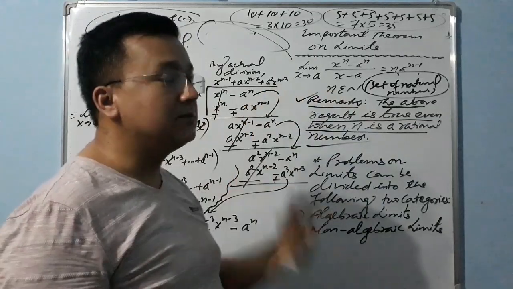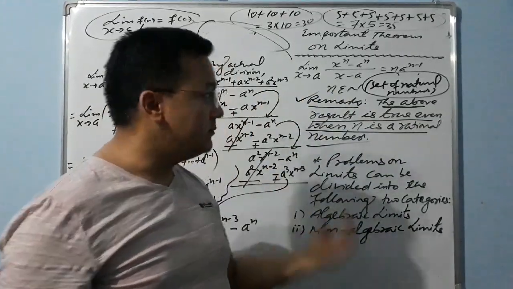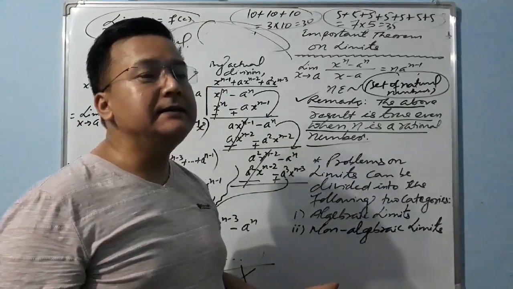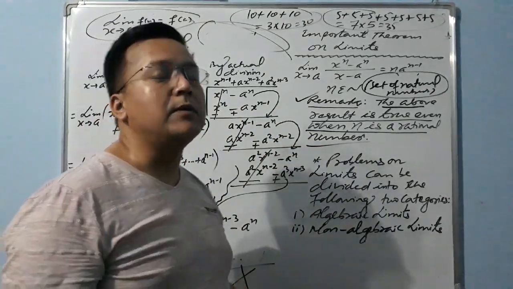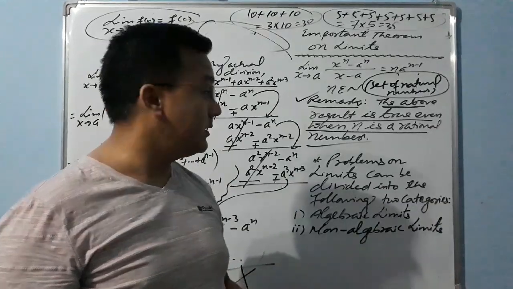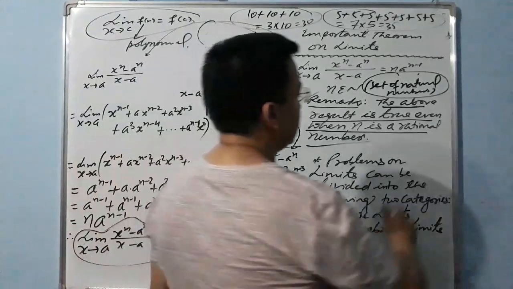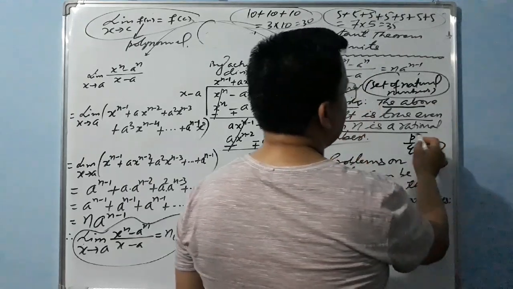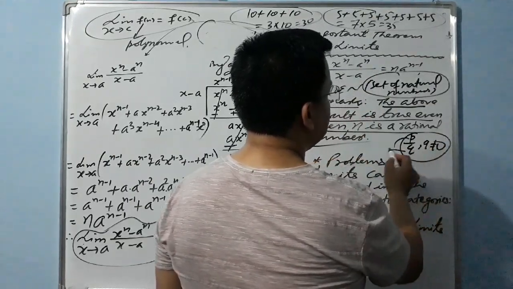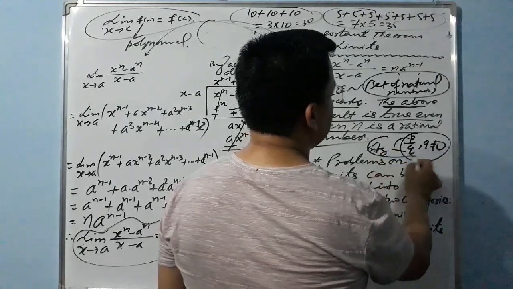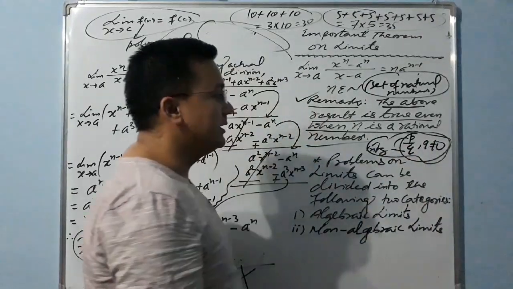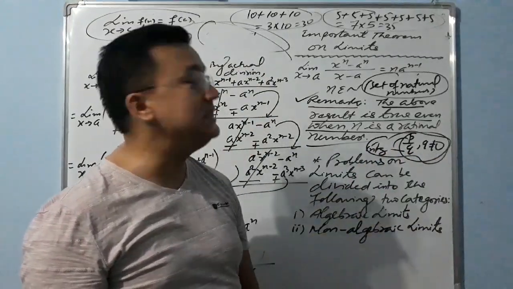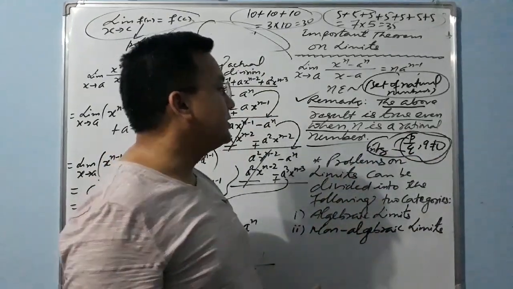By the way, for natural numbers we have proved this. And any number which is in the form p upon q, a rational number, where q is not equal to 0 and p and q are both integers, is called a rational number.